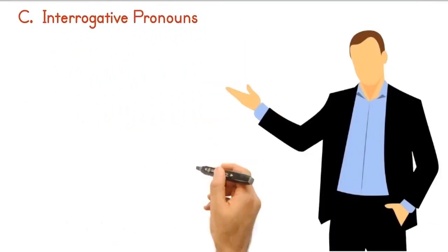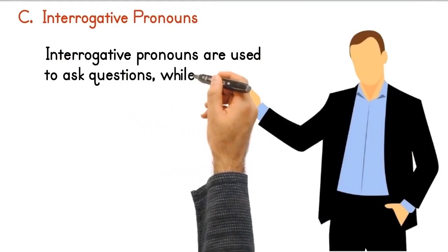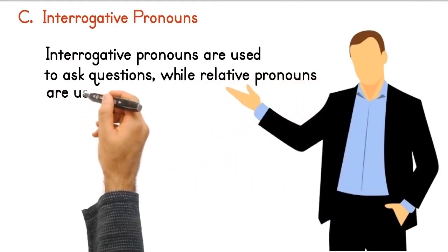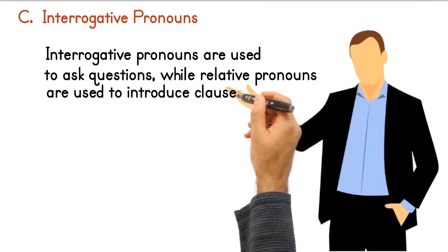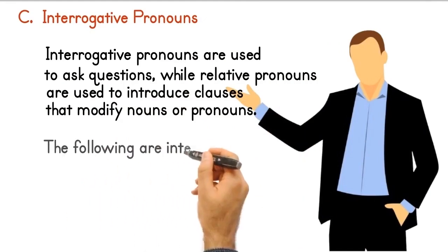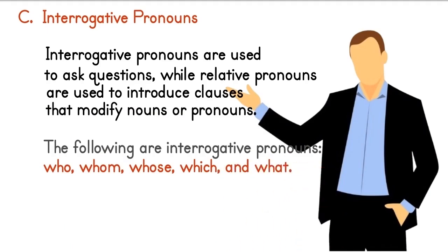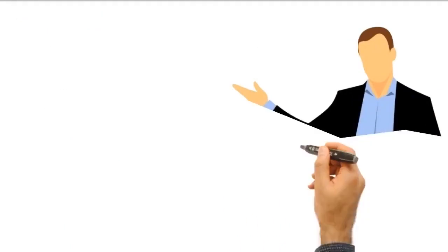Do not confuse interrogative pronouns with relative pronouns. Take note that interrogative pronouns are used to ask questions, while relative pronouns are used to introduce clauses that modify nouns or pronouns. The following are interrogative pronouns: who, whom, whose, which, and what.